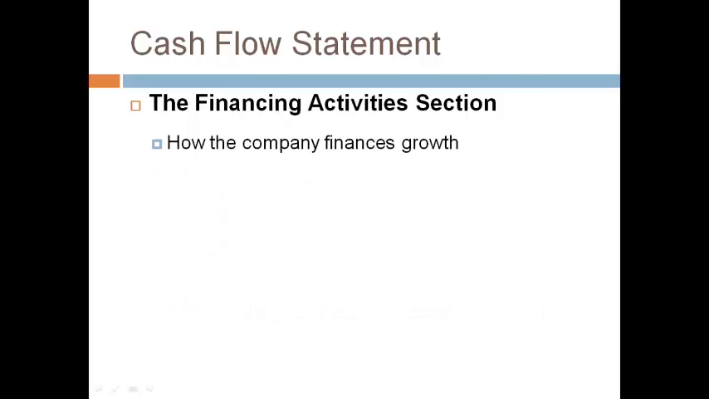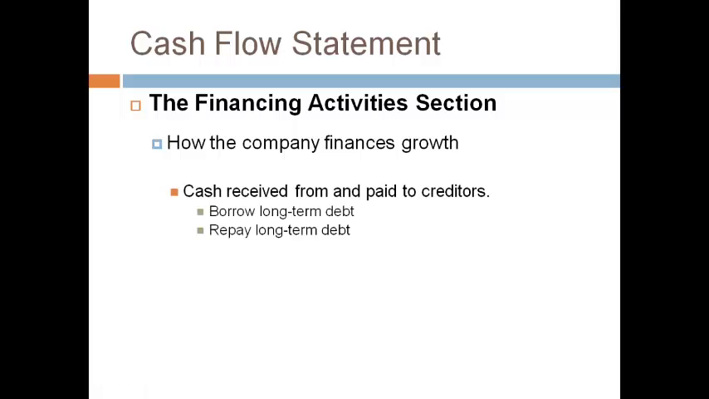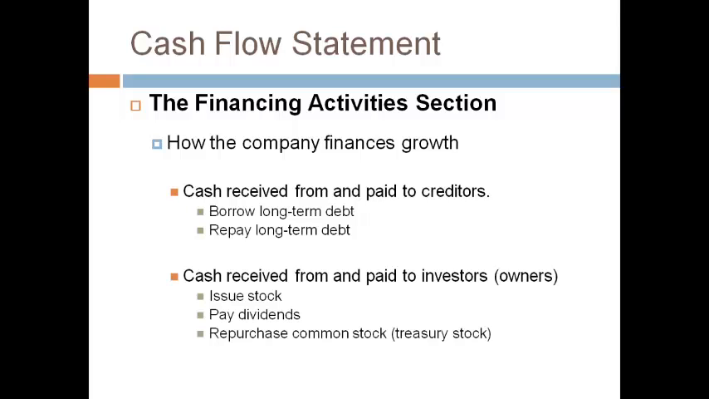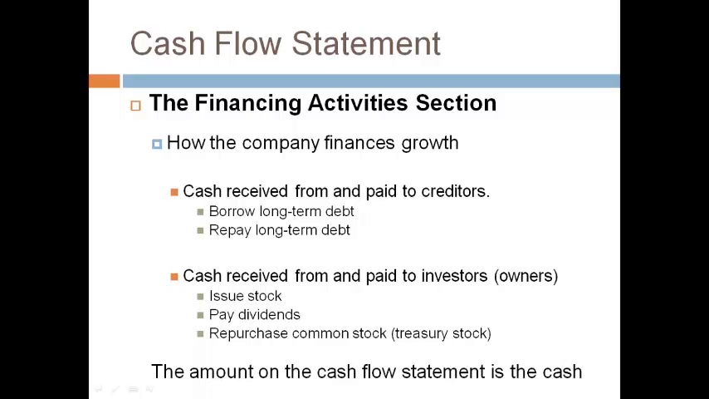The financing activities section reports items associated with growing the company. Cash used to finance a company is received from long-term debt or from selling ownership. A company either borrows or repays long-term debt. Cash associated with investors comes from issuing stock, repurchasing stock, or paying dividends to owners. The amount reported on the cash flow statement is the cash received or paid.